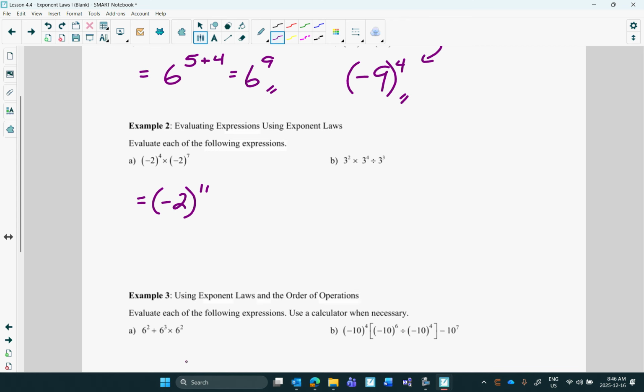Am I right or wrong? We got -2048. Negative 2048. Oh, yes, 48, not 96. But is it negative? Yes. We're multiplying an odd number of negatives, so the answer is negative 2048. Good. So we save ourselves a little bit of time.